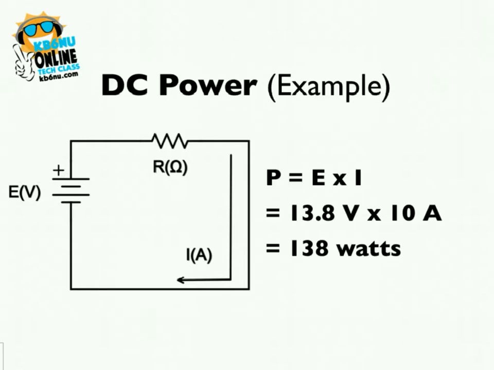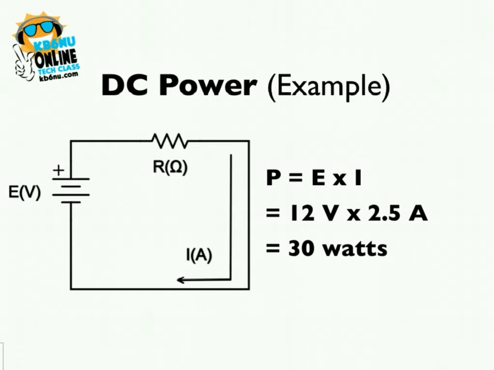Okay, now let's take a look at some examples. Question: how much power is being used in a circuit when the applied voltage is 13.8 volts DC and the current is 10 amperes? Answer: 138 watts. To calculate this power, we use the equation power equals voltage times current. In this case, that's equal to 13.8 volts times 10 amperes, and the result is 138 watts.